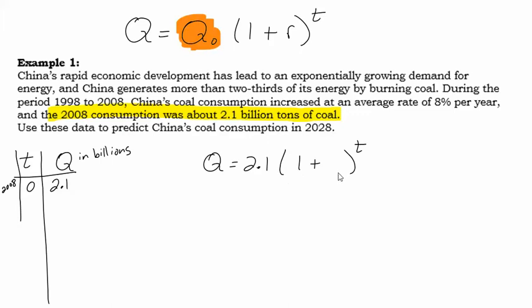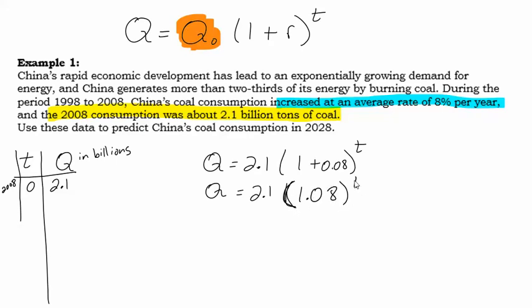Now, what is our R value? What is happening to this coal? Well, it says that it's increasing at an average rate of 8% per year. So since it's increasing, we're going to add 8% or 0.08. So the amount of tons of coal consumption is going to equal 2.1 times (1.08) to the T, where T is the number of years after 2008.